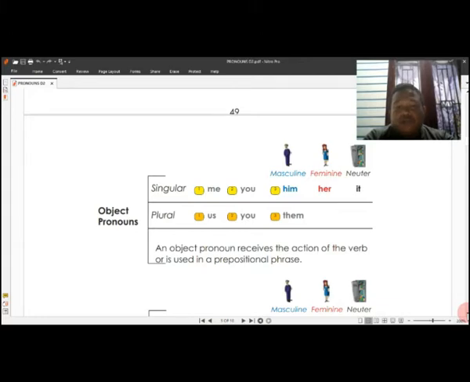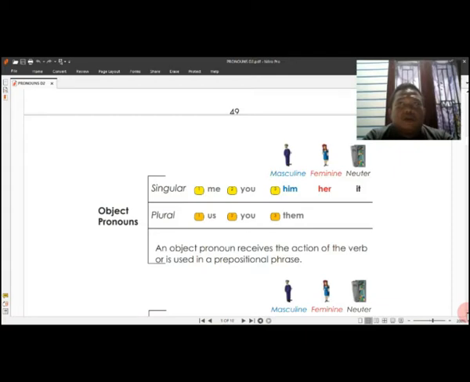So never put I or she or he or they after the verb. Never. You must place them in front of the sentence, but after the verb you can switch them into me, you, him, her, it, us, or them. About the translation, make sure you try to find it by yourself because I'm not going to do the bilingual anymore.